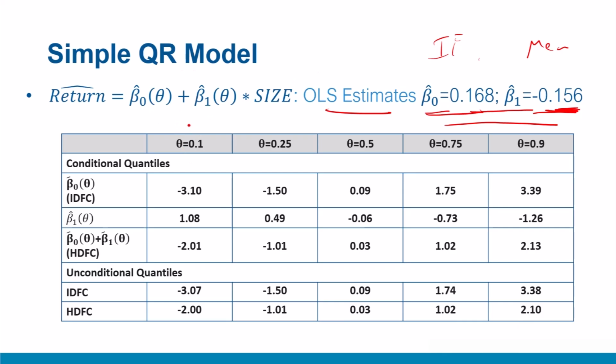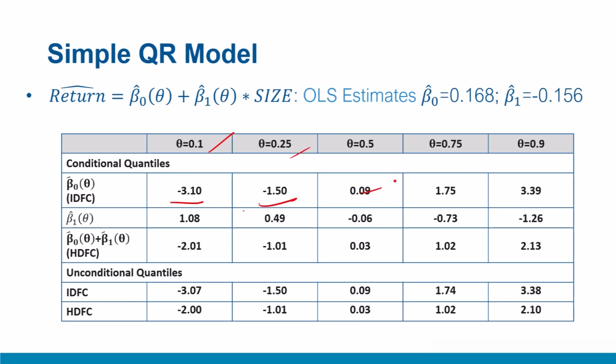So we run these regressions for the 10th, 25th, 50th, which is the median, 75th, which is the third quantile, and 90th percentile. You can call it Q3. This is Q2, this is Q1, so this is the median, and this is the 90th percentile. You can see these beta naughts represent the corresponding quantile values for IDFC. So this is for IDFC. For example, minus 3.1% at the 10th percentile, minus 1.5% at the 25th, the median is 9%, and the 90th percentile is 3.39%.